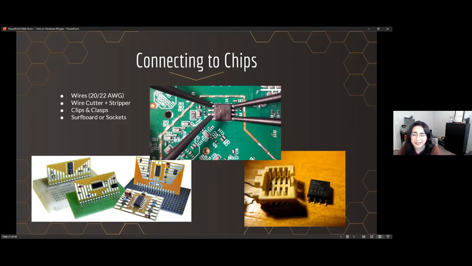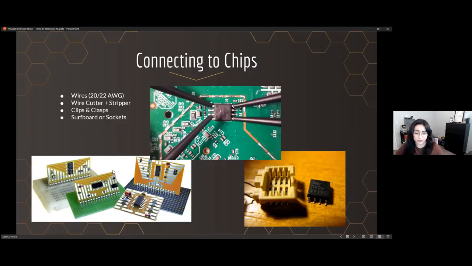Usually what's common is alligator clips, but they are very big and bulky, so it's not something you can just clip onto these leads here. If it's too small for you to solder and you don't have wires, what's common is people use sockets. You have to actually desolder the chip, put it in a socket, so you can interact with the pins outside of the board itself.